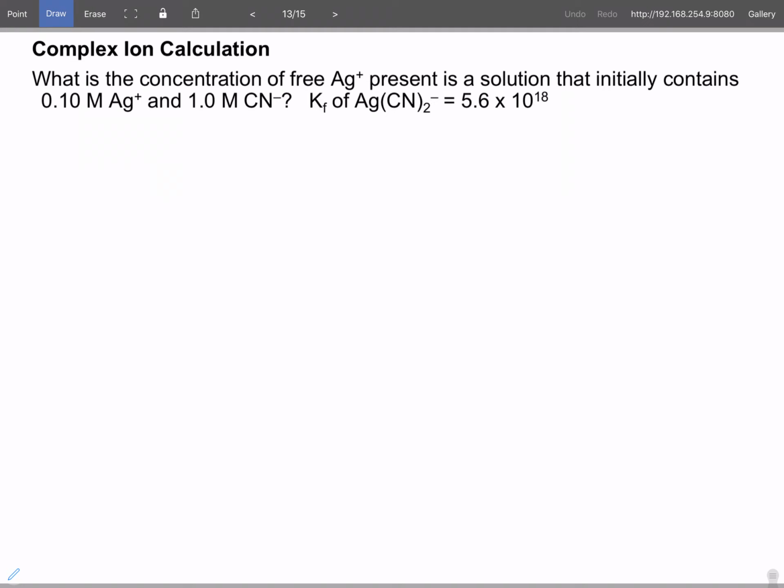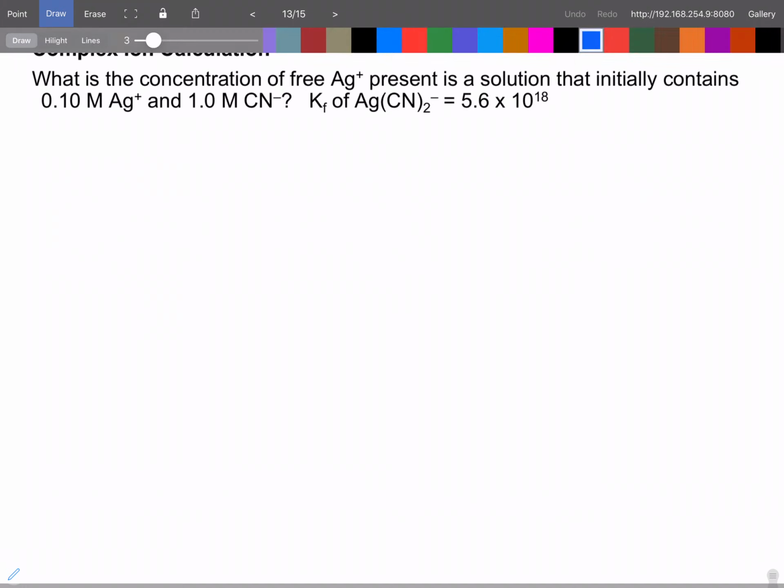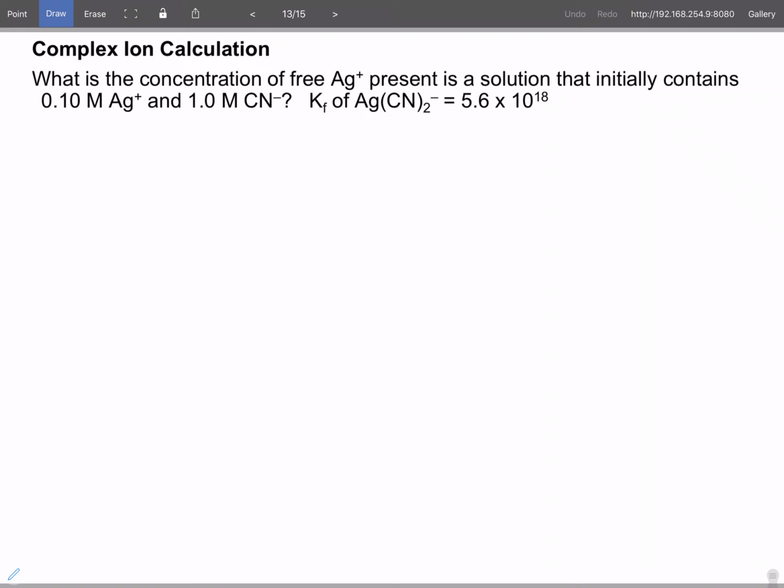But what I will ask you is I may ask you to work a problem, and these are relatively easy, but sometimes they have a little bit of a catch. Okay, what's the concentration of the free silver present in a solution that initially contains this much silver cyanide and that much cyanide? So what you're doing is you're going to start with the silver ion, and you're going to have the cyanide, and you're going to produce your complex, which is silver cyanide minus. Now, notice that a lot of these complexes will have charges, and that's okay.